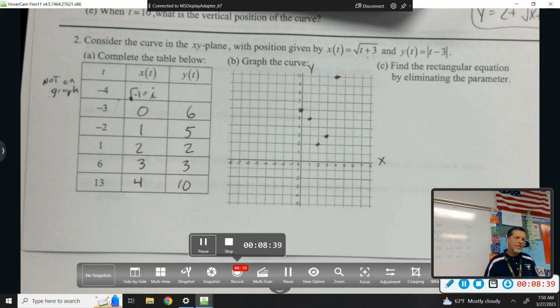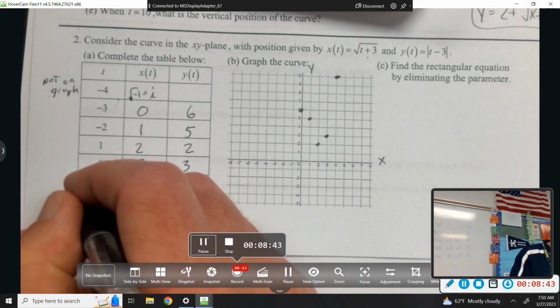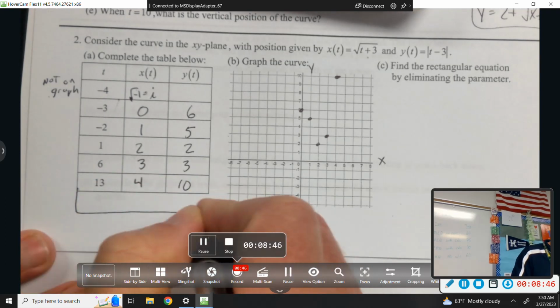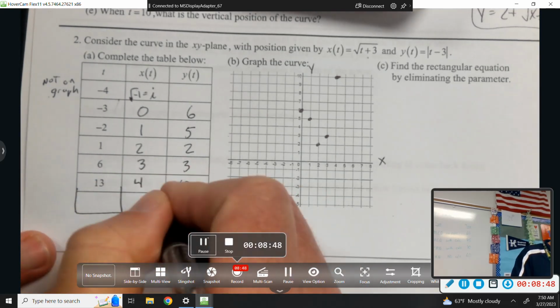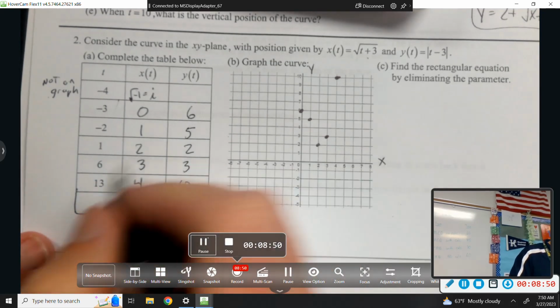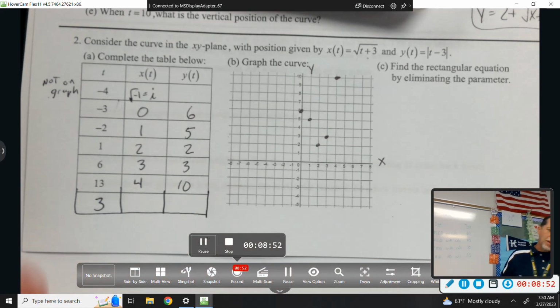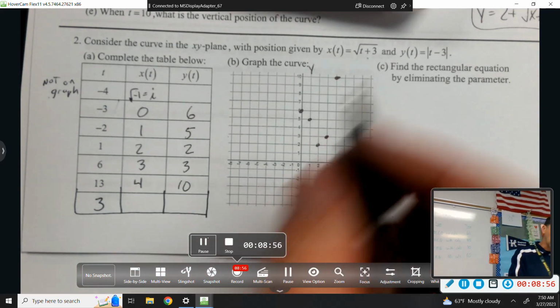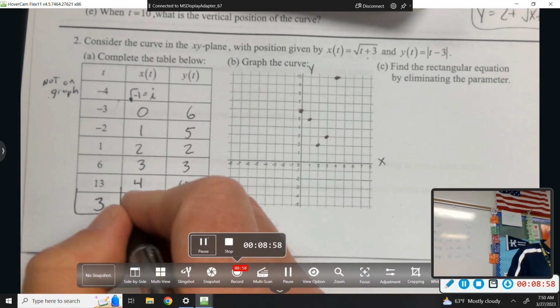Okay, I kind of don't like this. I don't like the table they gave, because you missed something important. Let's put t equals 3 on here, because that's going to be an important value, and you'll see why in a minute. It doesn't work nice for x. Square root of 6.